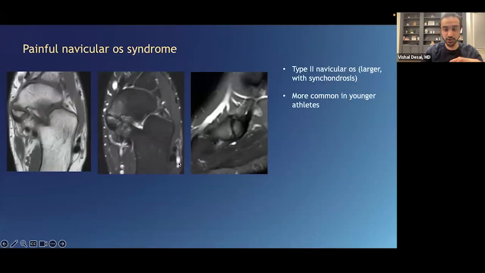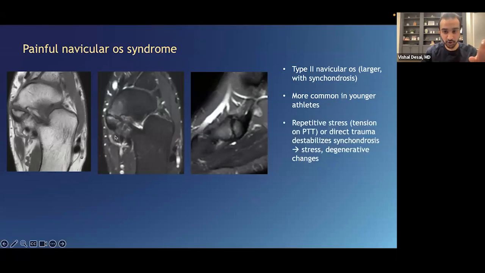So painful navicular os syndrome, this is seen in patients usually that have a type 2 navicular os, which is larger than a type 1 and has a synchondrosis. It's more commonly seen in younger athletes. It's due to repetitive stress or tension on the PTT, which partially inserts on that navicular os. Less commonly, it can happen with direct injury. So injury to that region may destabilize the synchondrosis.